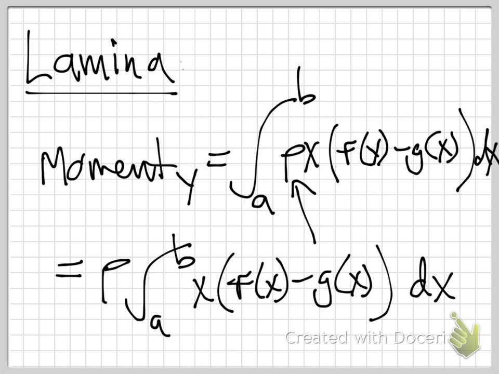So now what do we have? Let's just summarize briefly. We have an expression for the total mass, we have an expression for the moment with respect to the x-axis, and we have an expression for the moment with respect to the y-axis, which we just figured out. So now all we need is the coordinates of the center of mass of the lamina.